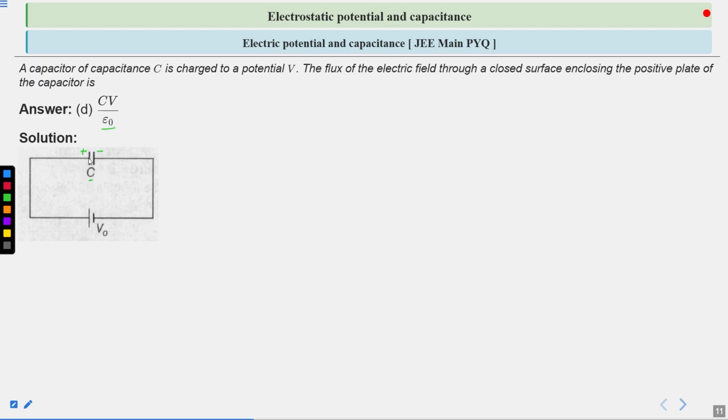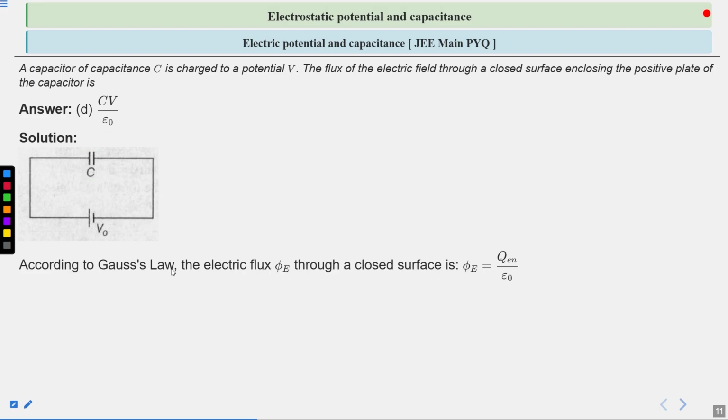So now we can see, according to Gauss law, the electric flux through any closed surface enclosing this positive plate of this capacitor will be Q enclosed by epsilon naught. So this surface is enclosing the positive plate of the capacitor having charge plus Q. So this flux will be equal to Q enclosed, that is Q upon epsilon naught.